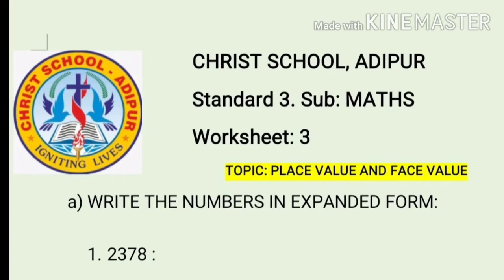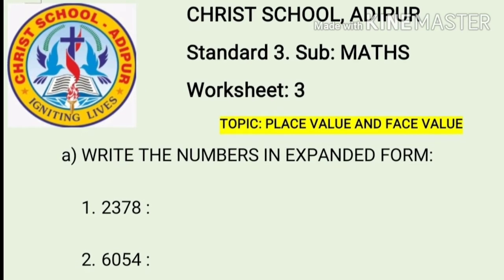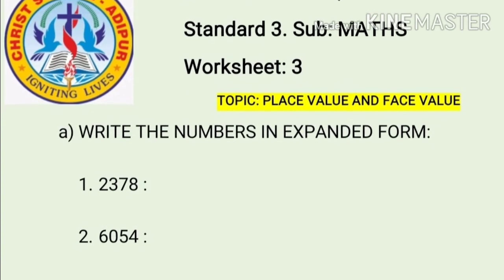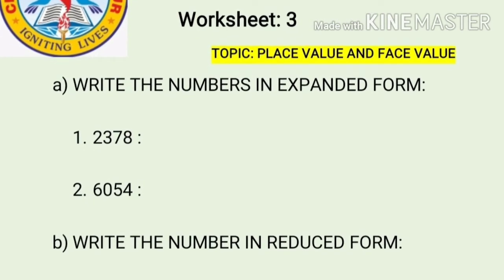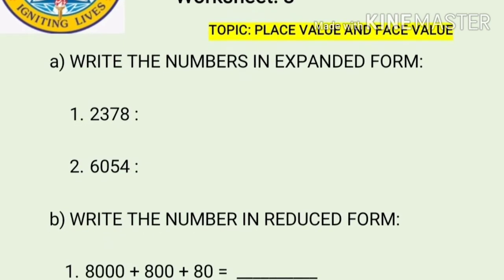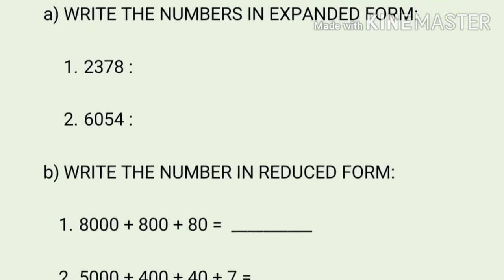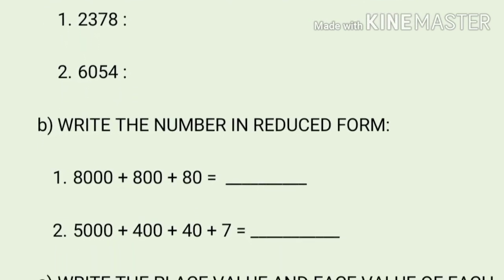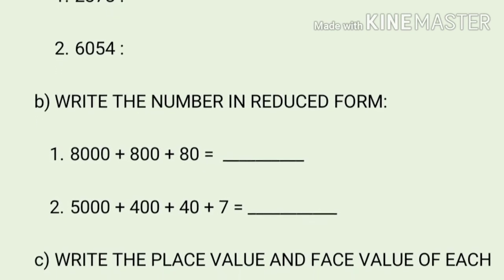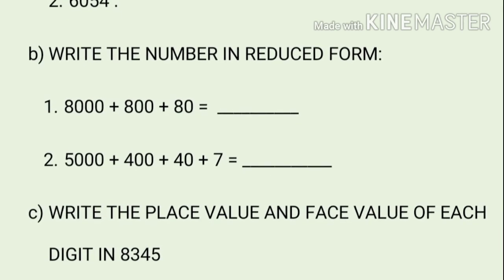So kids, this was it. Now worksheet time. Question A, write the numbers in expanded form. This we have done in our exercise 1. Question B, write the numbers in reduced form. This also we have done. Very easy questions. Only 2 questions for reduced form and expanded form. Now comes question C. Write the place value and face value of each digit.